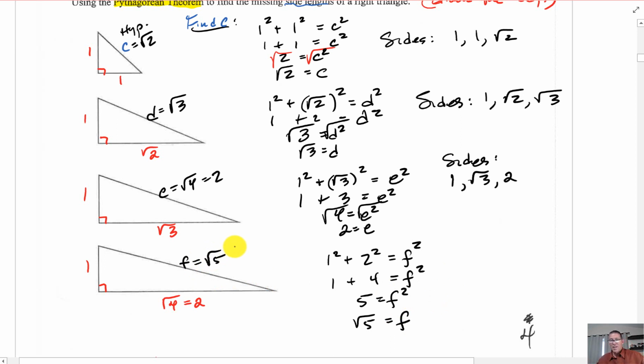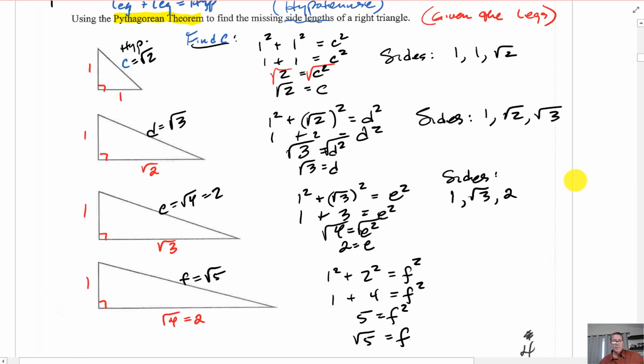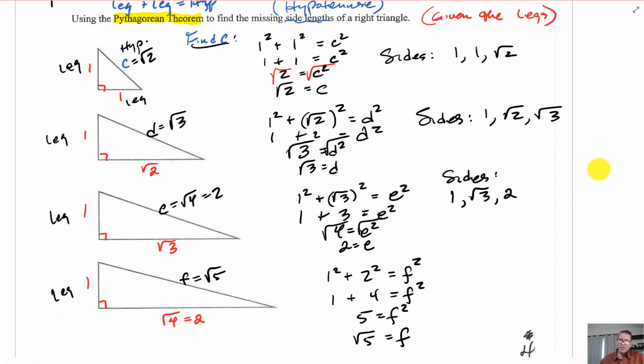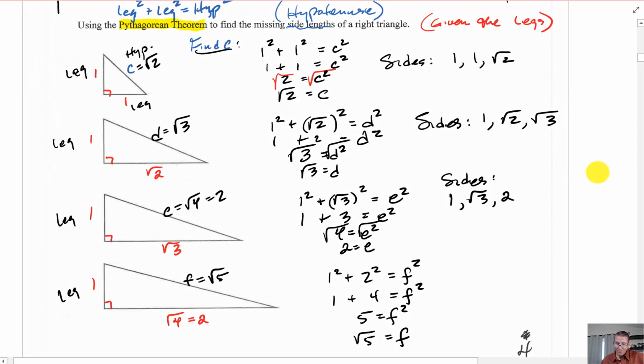We're just playing with the Pythagorean theorem here, trying to get the possible side lengths or the possible hypotenuse, given the legs. Remember, the shorter sides are called legs. So these are legs, and the sides adjacent to the right angle are called legs. Given the two legs, find the hypotenuse. And that's all there is to it.